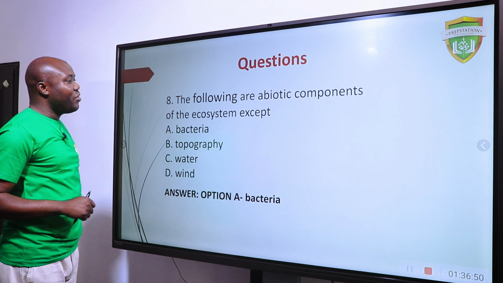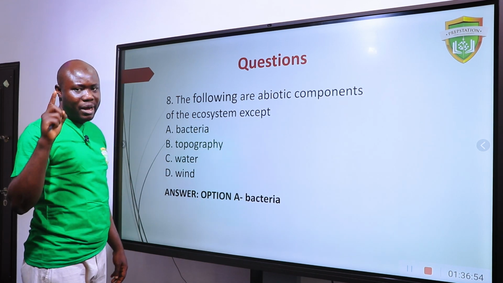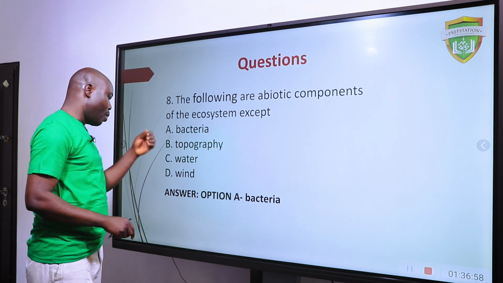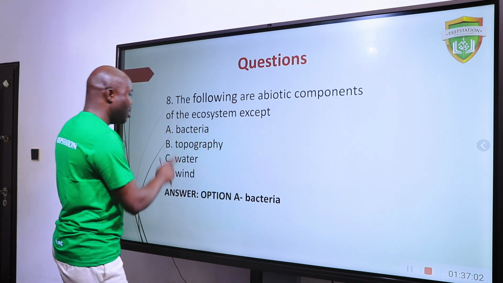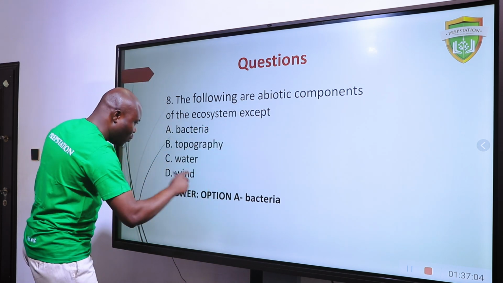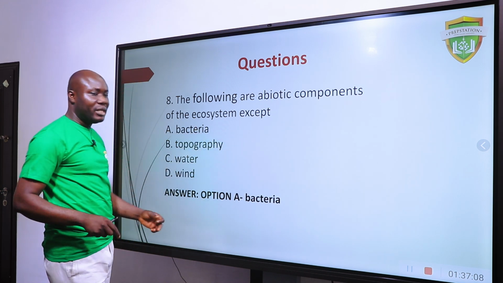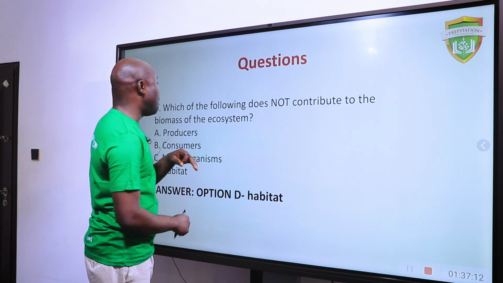Number 8, the following are abiotic components of the ecosystem except. Abiotic, non-living components. Bacteria is living, right? Topography, no. Water is none, wind, none. Then the answer is what? A, bacteria, because that is the only living organism among the options.